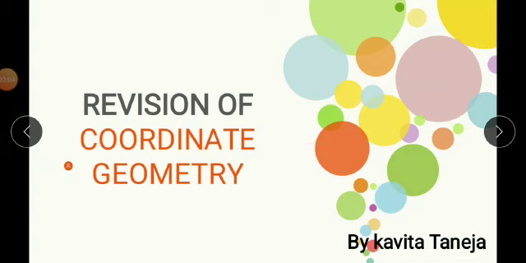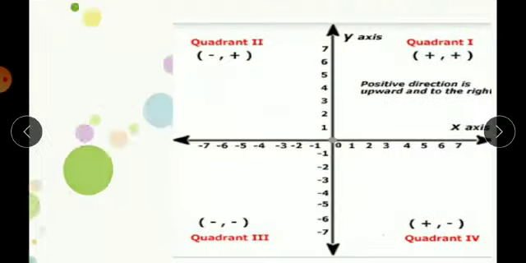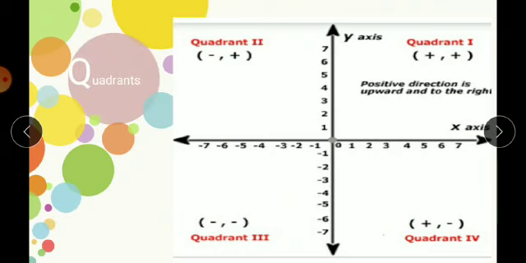Revision of coordinate geometry. Here I am repeating all the important concepts of coordinate geometry. To locate the position of an object or a point on a plane, we require two perpendicular lines. One of them is horizontal and the other is vertical. The plane is called the Cartesian or coordinate plane and the lines are called coordinate axes.